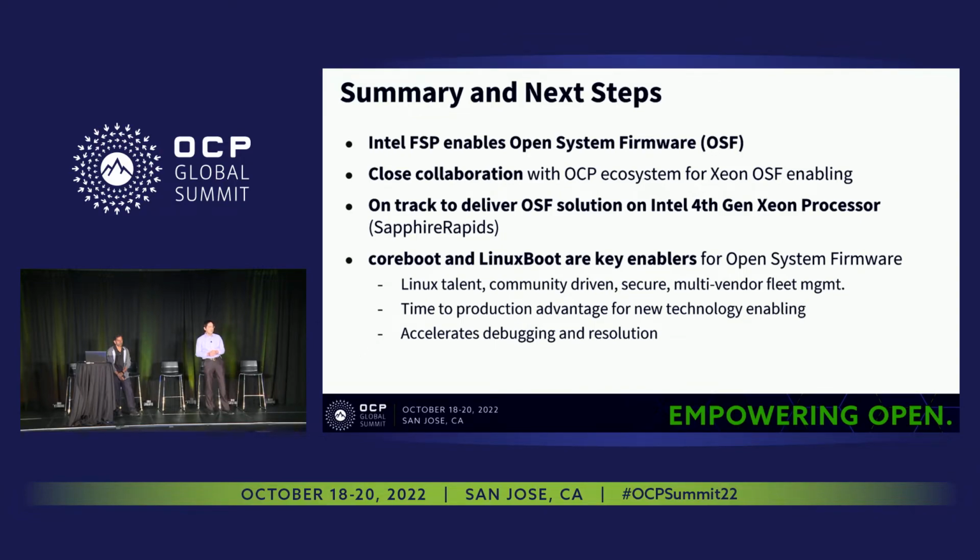We appreciate that Intel, starting with Sapphire Rapids, is making it a product, and we have no worry that it will be product supported. There is very, very close collaboration with the OCP ecosystem, thanks to Intel's permission letter that allows us to discuss all the technical details and help each other. With that collaboration, we are on track to deliver the OSF solution on the Intel Sapphire Rapids processor. We are on track to reach production ready from our side, while Balance is moving into production in the next months.